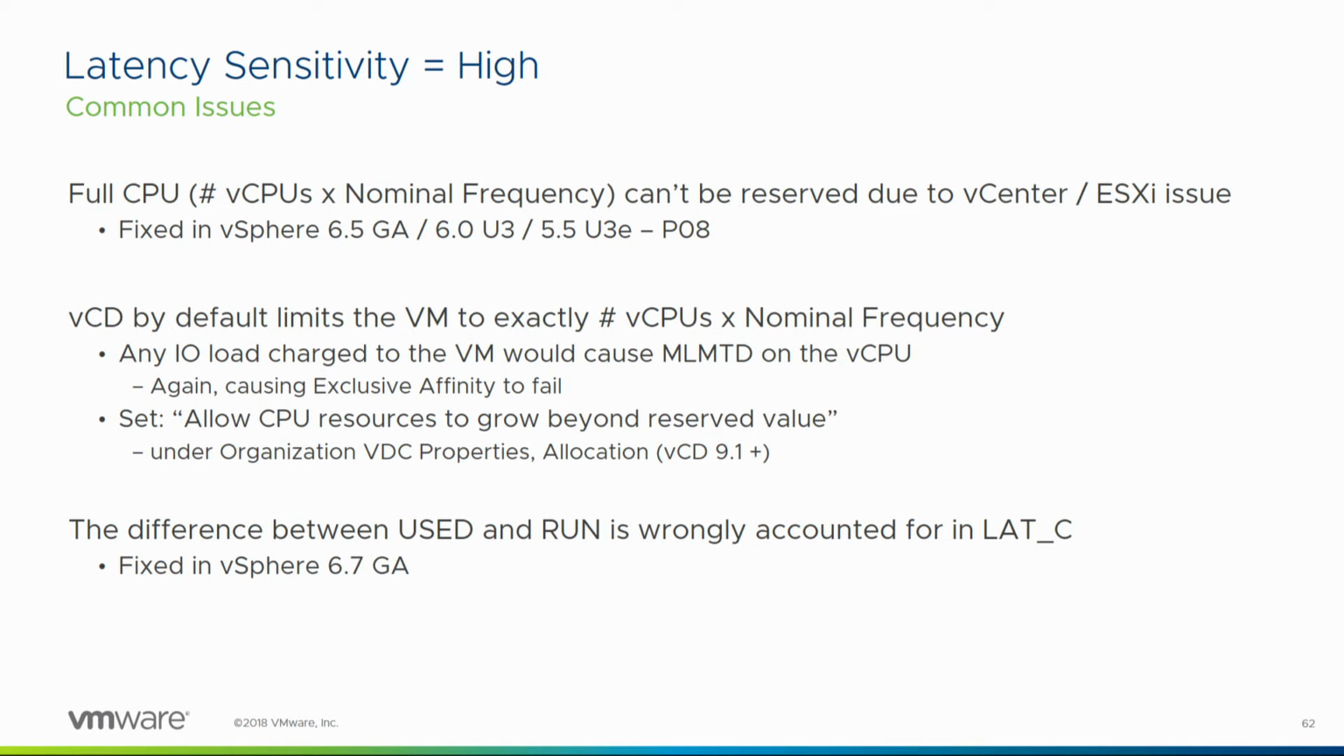And another embarrassing thing that we couldn't fix earlier than 6.7: if you have a latency sensitive VM, remember this difference between run and used, right? And how we said that is stolen time. Well, in this instance it isn't, but we calculated it that way before 6.7. So if you run a latency sensitive VM and it is idle, you might actually see contention in vROps or latency sensitivity CPU for those VMs. They're not contended, it's just the used run difference for these VMs.